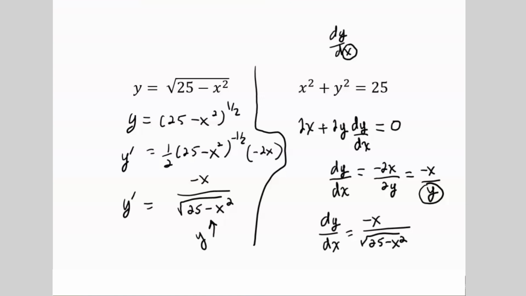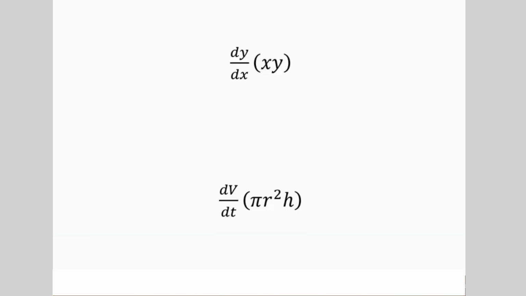Okay, now was it that much easier doing it implicitly? In this case, no, they were both pretty simple derivatives, but you'll see in the next video as it gets more complicated where you're going to need to do it implicitly. Okay, let's try a product rule problem where we're going to have to use implicit differentiation with it.